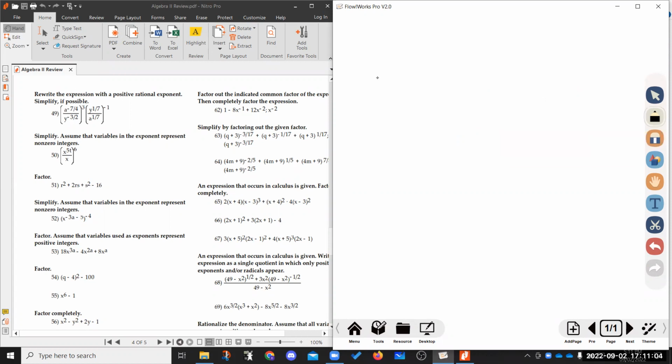52. x to the negative 3a minus 5, and all that's raised to the negative 4th power. So that's going to be x to the 12a plus 20, and done.